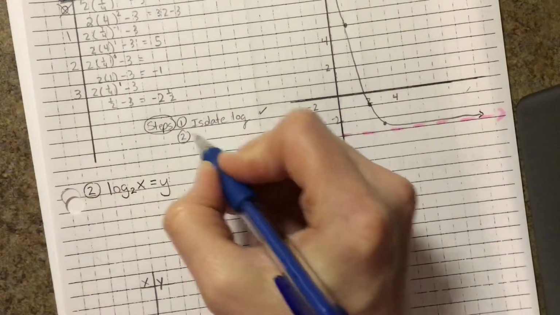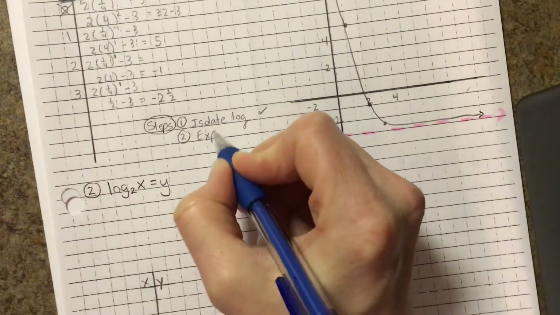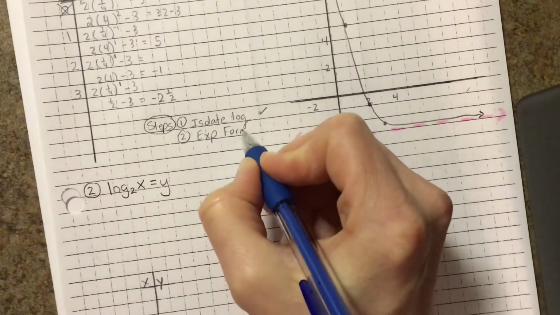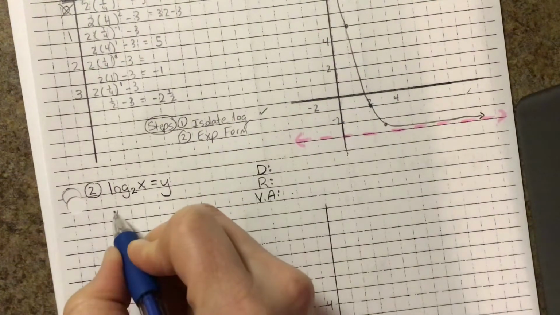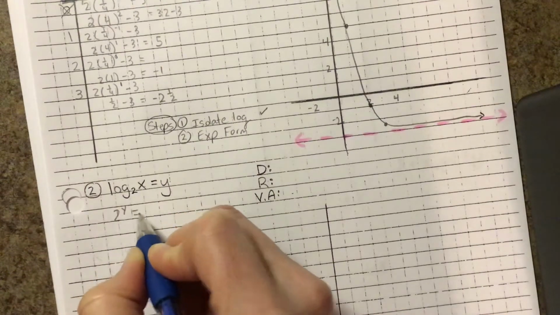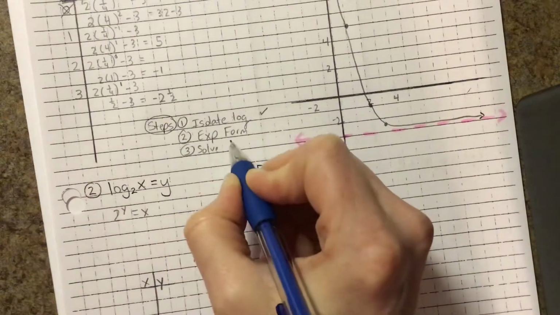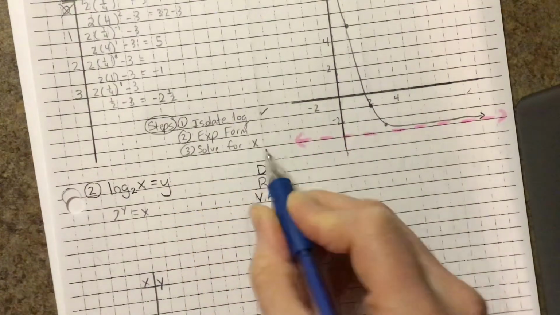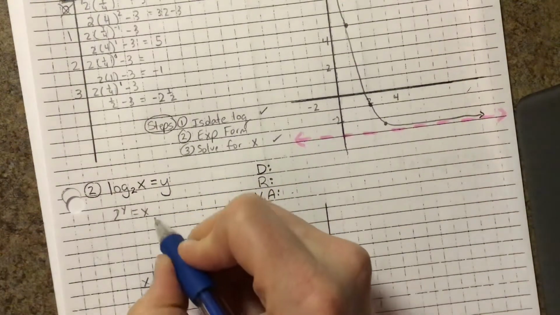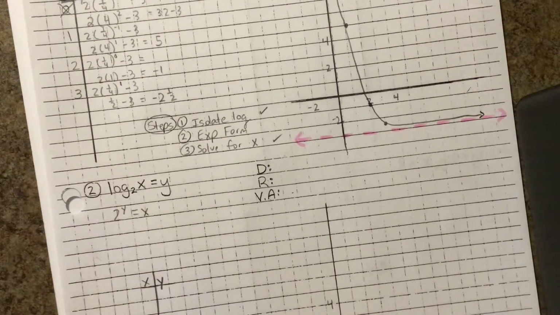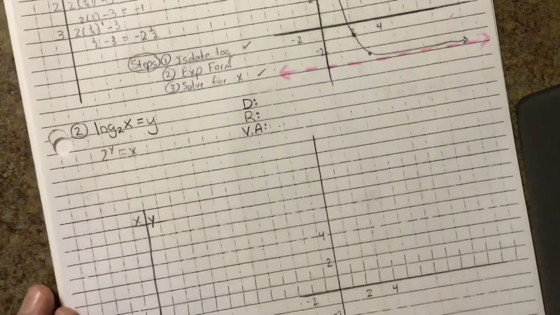Second step, change over to exponential form. Choose the base, raise it up to the y power equals x. Then we're going to solve for x. But third step is done, just like the first step. So we're ready to go. Are you ready? Hopefully. Wake up. All right. Are we ready?